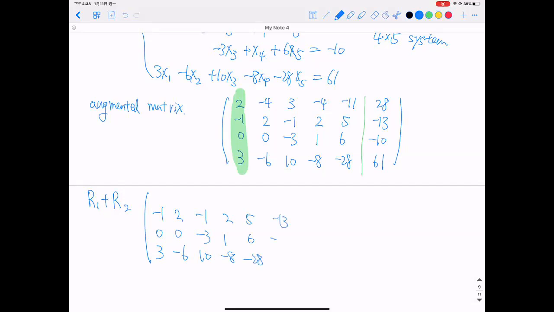As this. And R1 plus R2 would be the following. 2 minus 1 is 1. Minus 4 plus 2, that's minus 2. 3 minus 1, that's 2. Minus 4 plus 2, that's minus 2. Minus 11 plus 5, that's minus 6. 25 minus 13, that's what? 15. Okay. Very good.